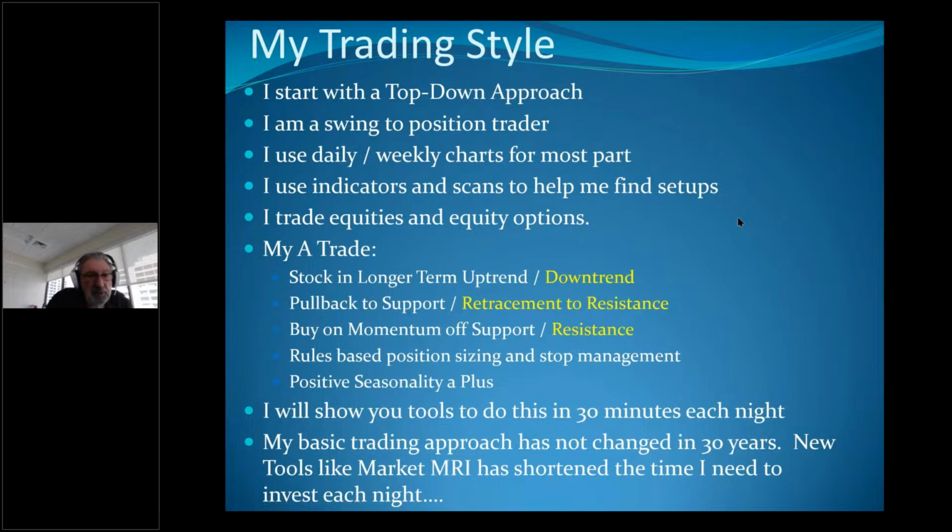I said, oh, so I like to trade stocks in a long-term uptrend. I want them to pull back to support, and I want to buy them on momentum off support. In yellow: not all markets are going up. How do you trade in a market that's going down? Well, then it's a stock in a downtrend, a retracement to resistance, and then buy on momentum off of that resistance. Well, you'll see my explorations are designed for those three bullet points.